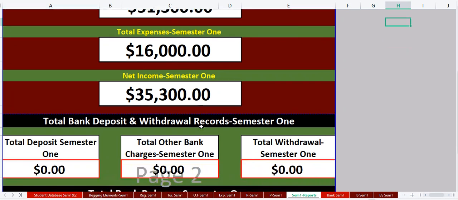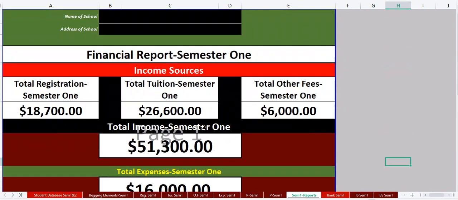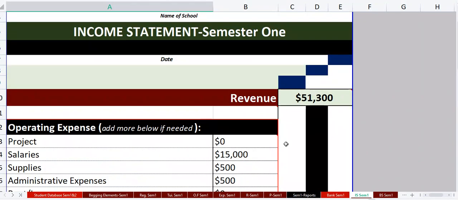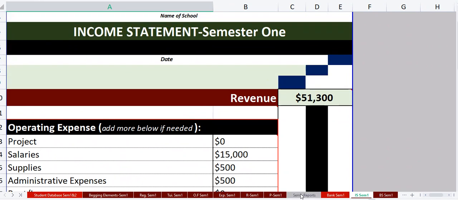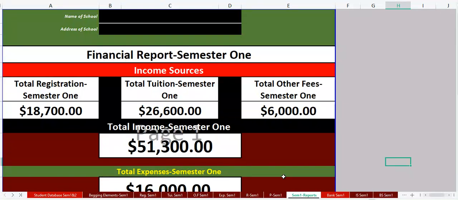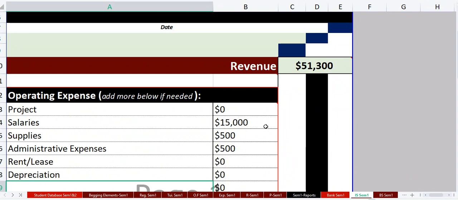So we had a net income for semester 1 of 35,300. Now we pause there, we'll still come back to the particular report because we still carry on some other things. So now if you come to the income statement, you will see all what we did is reflected here. The income you see right here, 51,300, is also in the income statement here.